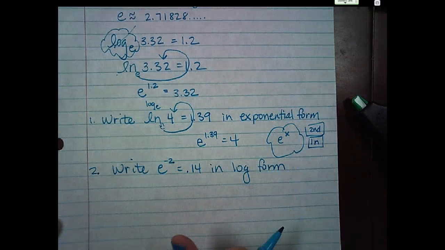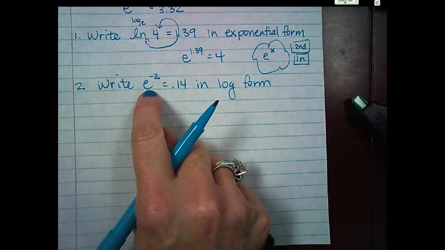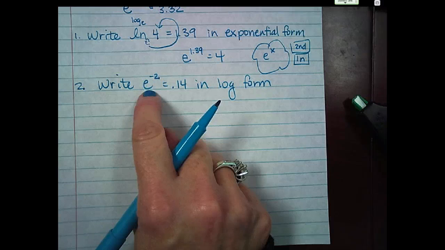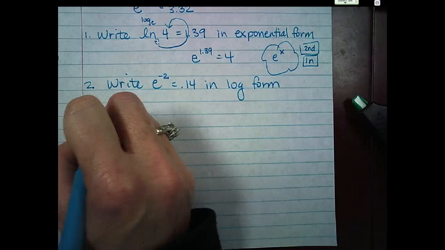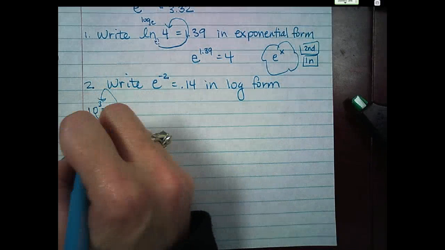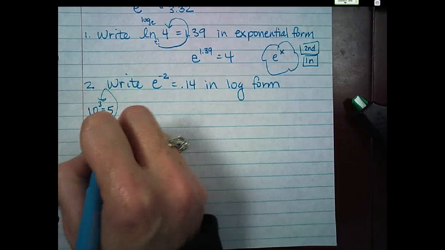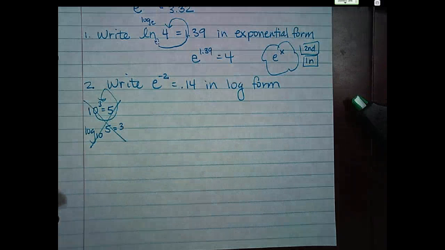Okay, in log form. Now this is a base of e. We're used to seeing bases of 4, bases of 10. And so if I told you to write 10 to the 3 equals 5 in log form, you would just say, okay, log base 10 of 5 equals 3, right? Which is not accurate. I was just showing you an example.